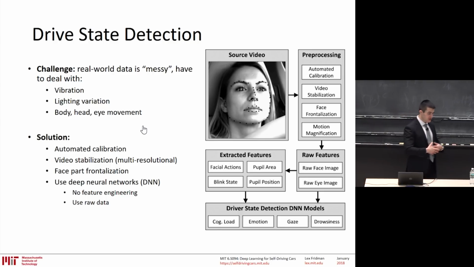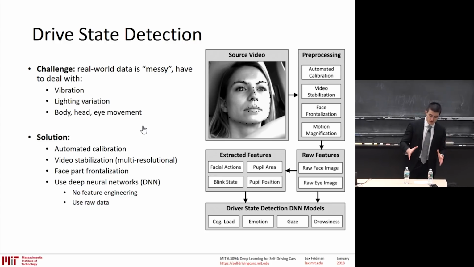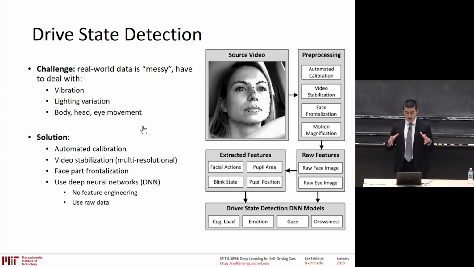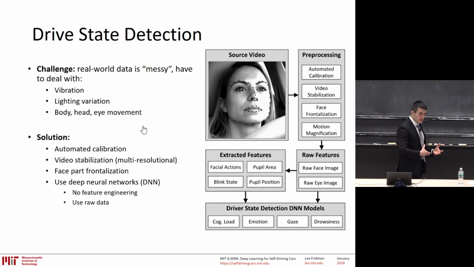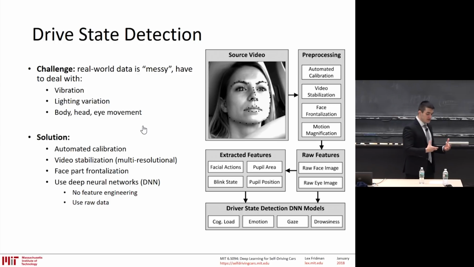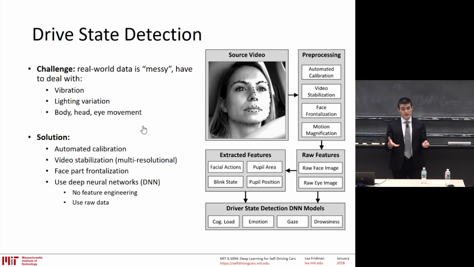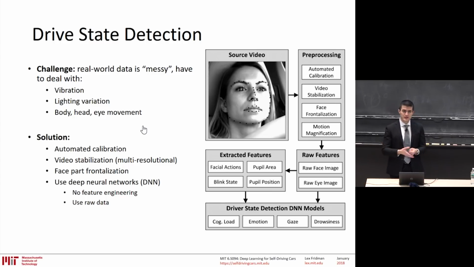Then the video stabilization and the face frontalization, all the basic processing that removes the vibration and the noise, that removes the physical movement of the head, that removes the shaking of the car, in order to be able to determine stuff about eye movement and blink dynamics. And finally, with neural networks, there is nothing left except taking in the raw video of the face for the glance classification tasks and the eye for the cognitive load tasks. Raw pixels, that's the input to these networks.